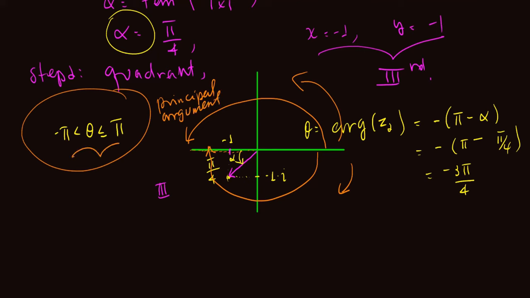But if you have any angle theta for your complex number, theta plus 2k pi, where k is an element of the integers, gives all the arguments of the complex number.